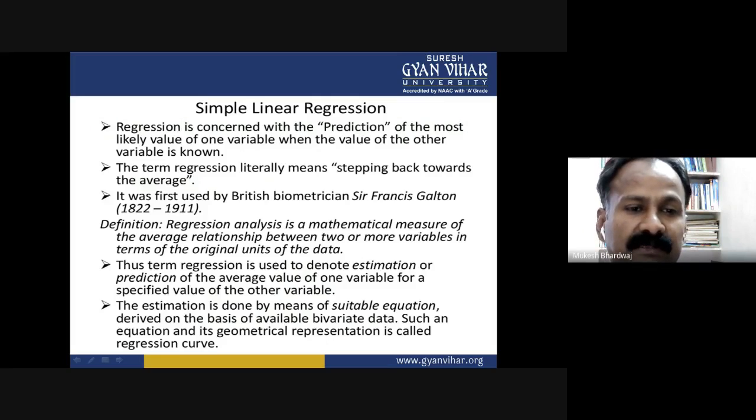It was first used by the British biometrician Sir Francis Galton, 1822-1911. Definition: regression analysis is a mathematical measure of the average relationship between two or more variables in terms of the original units of the data. Thus, the term regression is used to denote estimation or prediction of the average value of one variable for a specified value of the other variable. The estimation is done by means of a suitable equation derived on the basis of available bivariate data. Such an equation and its geometrical representation is called a regression curve.